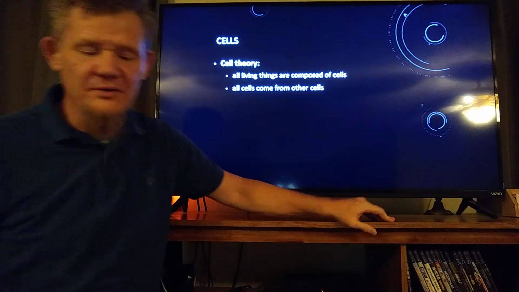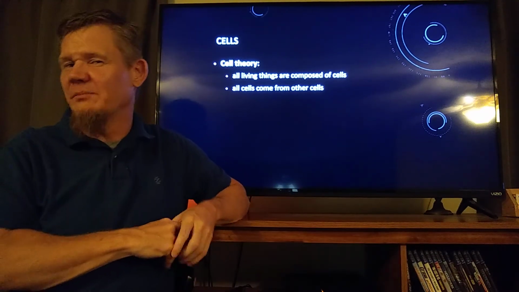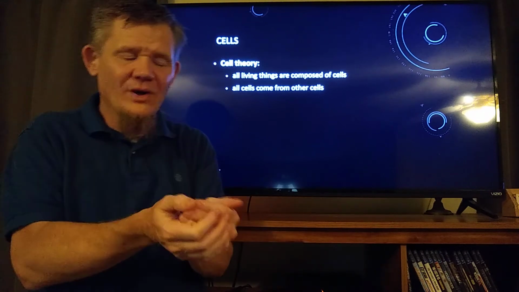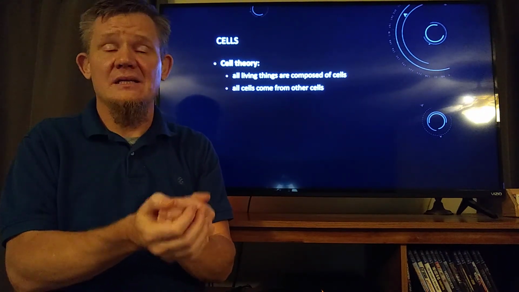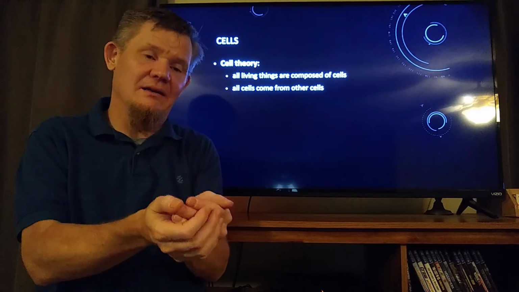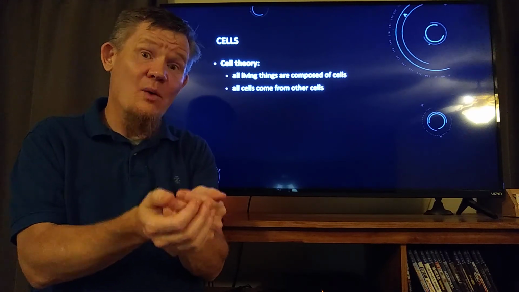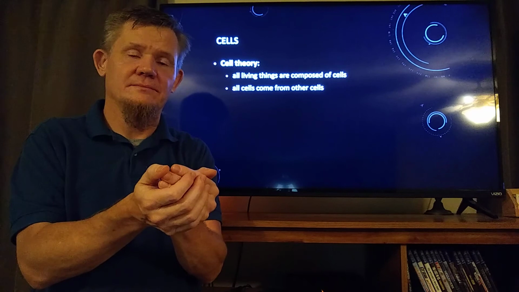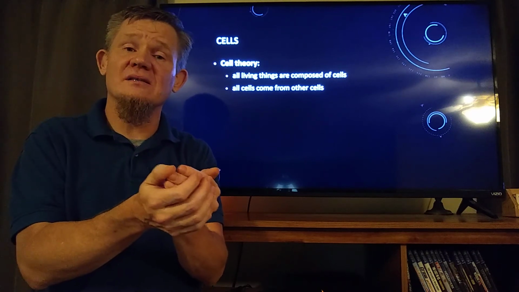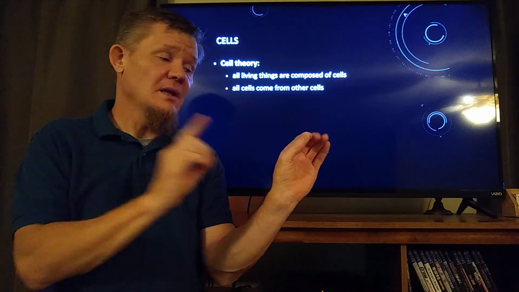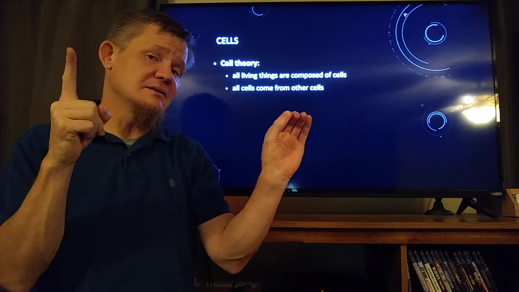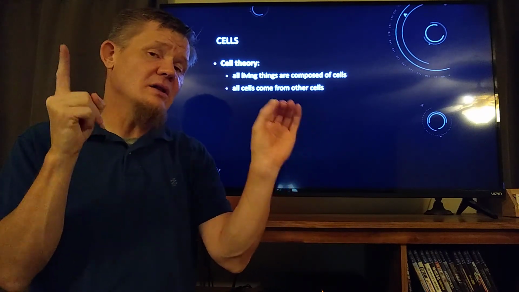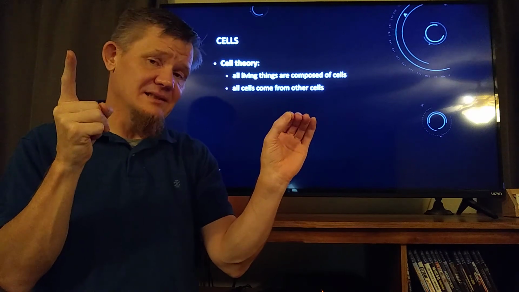All cells come from other cells. That one cell that you were at the beginning of your life, what was it 10 minutes before that? 10 minutes before your life began, what was that one cell? That one cell was two cells. It was your mother's egg and your father's sperm. Two separate cells. All cells come from existing cells.